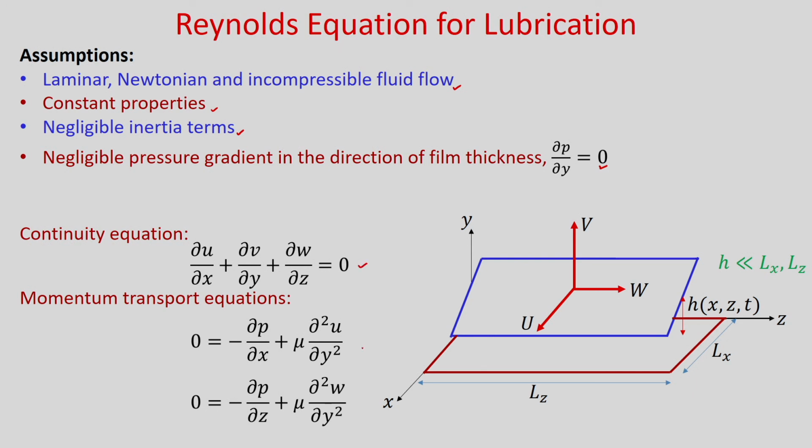This is the continuity equation and these are the momentum transport equations, and this is the geometry and the relative motion of the upper surface with respect to the bottom surface, which we have made stationary. The velocities in x, y, z directions are u, v and w respectively, and h, which is the height, is a function of x, z and time t. So, now we have the governing equations.